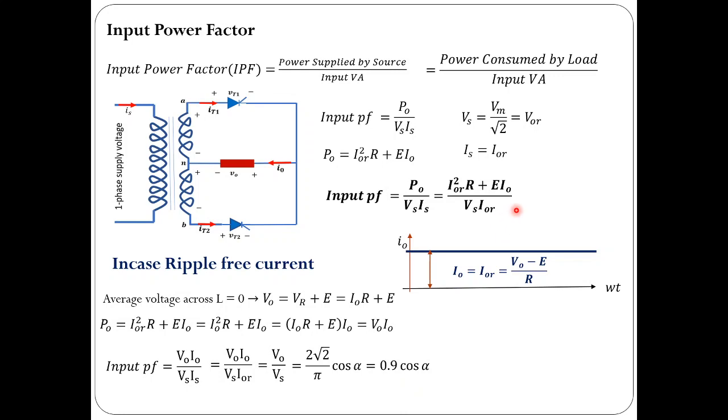Please be careful. This is the general formula to find out input power factor, and this is the formula in case current is ripple free. If load current is constant, then this is the formula. And note that in case of RL load, you can put E equal to 0 and use this formula directly, straight away. In case the battery is absent in the load, so it is simply an RL load, you can use this formula.